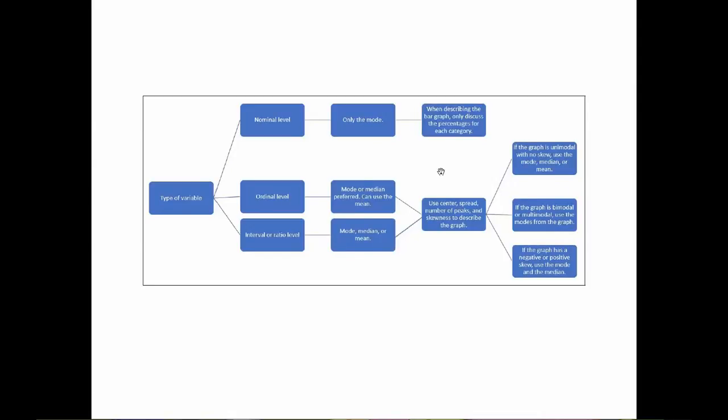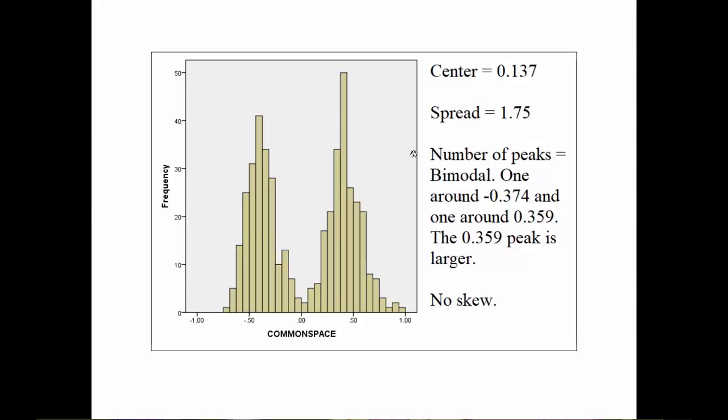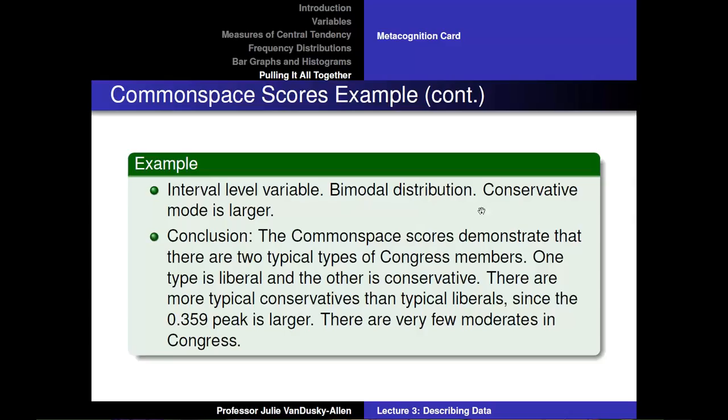Going back to the metacognition card, since the graph is bimodal, we should use the modes from the graph. So we can conclude the Commonspace scores demonstrate there are two typical types of Congress members. One type is liberal, the other is conservative. There are more typical conservatives than liberals since the 0.359 peak is larger. There are very few moderates in Congress.